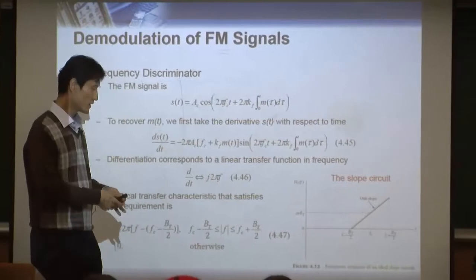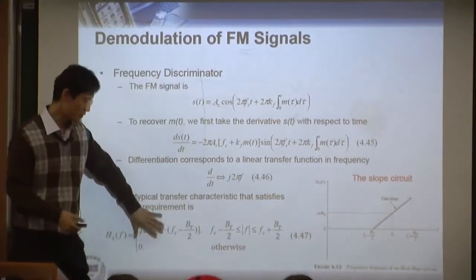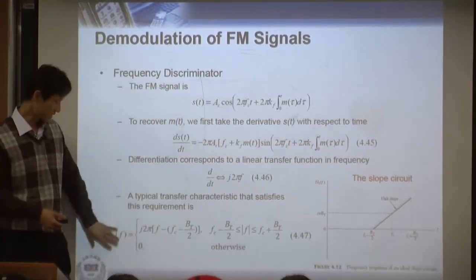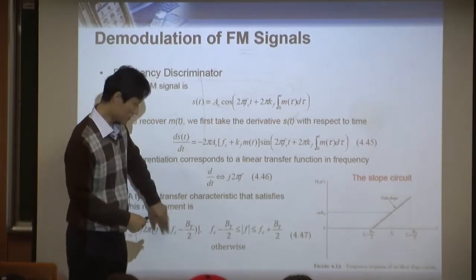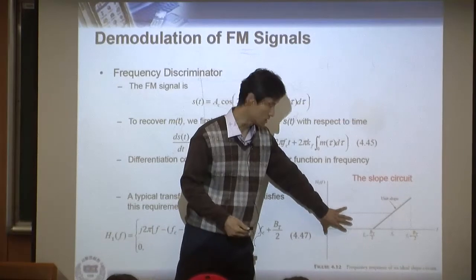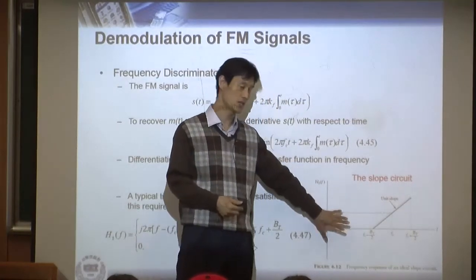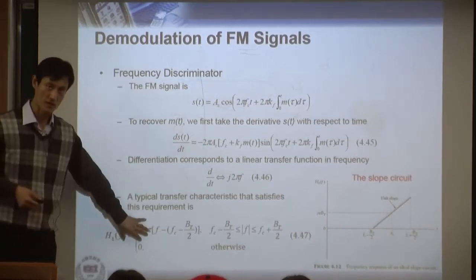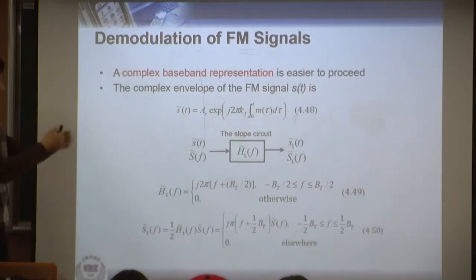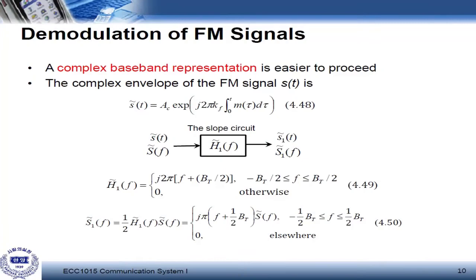So mathematically, this is a slope circuit. But it's a little bit not easy to see, so you can look at this figure. Visually, this is what the slope circuit does. This is a slope circuit, and this is the mathematics of the slope circuit. We have some more detailed equations here.